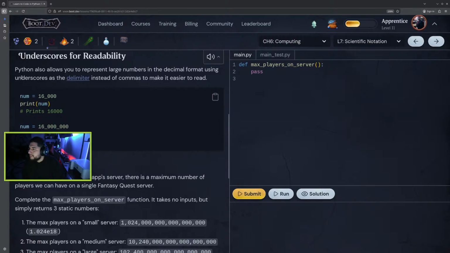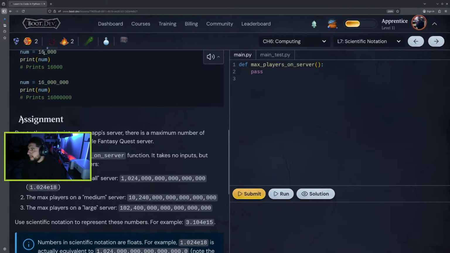Underscores for readability. Python also allows you to represent large numbers in decimal format using underscores as the delimiter instead of commas to make it easier to read. Num equals 16_000. Print num prints 16000. It does make it easier to read. It's better than the commas.